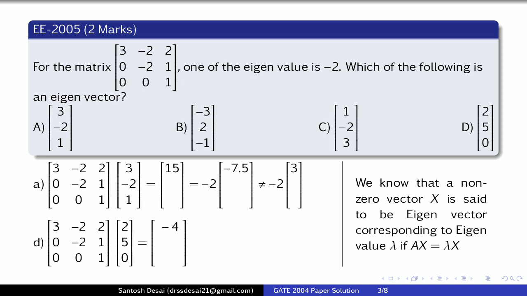Now the second element is obtained by multiplying the second row and first column. So it is 0 into 2, that is 0, minus 2 into 5, that is -10. So here we get -10 and the last element is 0. Now if you take -2 common, then we get [2, 5, 0], that is our original vector x, and this shows that the vector [2, 5, 0] is an eigenvector corresponding to eigenvalue -2.